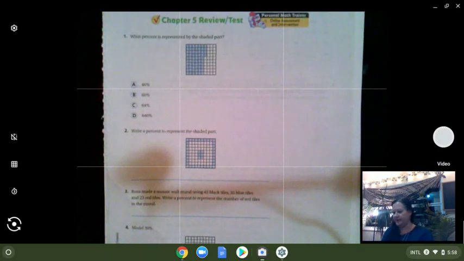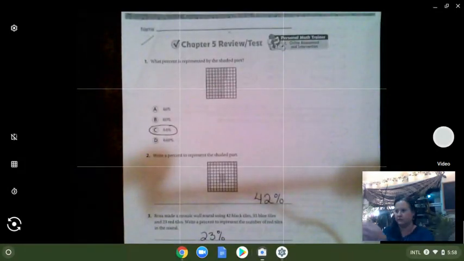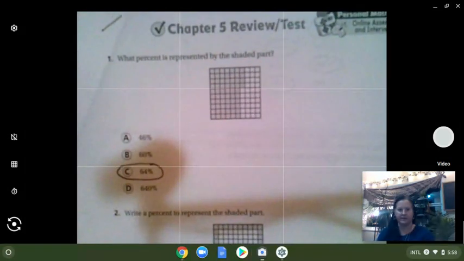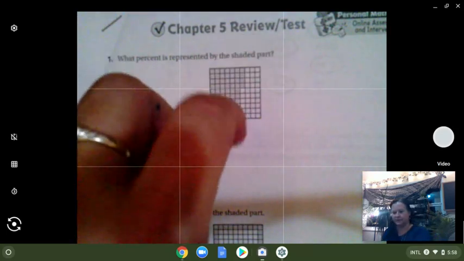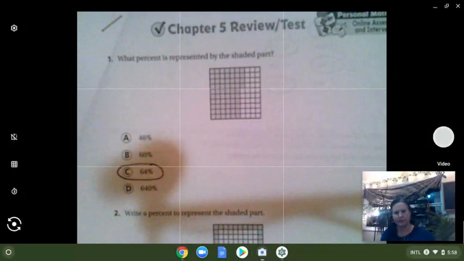Okay, so your study guide is going to be starting on page 307 and going all the way to page 312. Okay, so that is your study guide, and I'm going to go through the answers with you. Make sure that you can read this the best you can. All right, number 1, what percent is represented by the shaded part? And if you count this, there's 6 columns and 4 hundredths, so 64%.